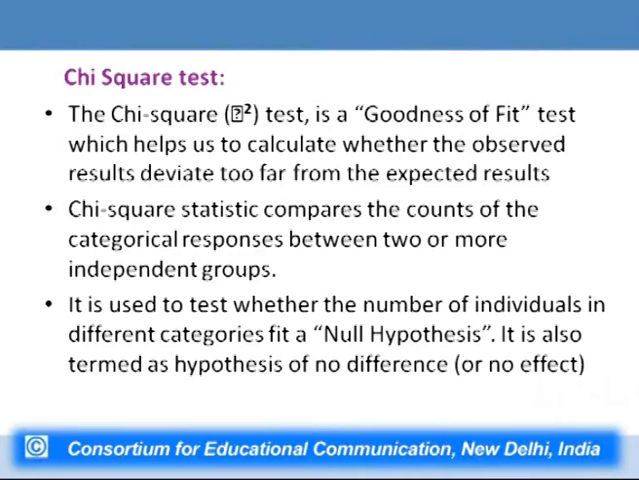Now, the chi-square test is a goodness of fit test which helps us to calculate whether the observed results deviate too far from the expected result. The chi-square statistic compares the counts of the categorical responses between two or more independent groups. It can be used in two different ways. The chi-square is basically used to test whether the number of individuals in different categories fit a null hypothesis, which is also termed the hypothesis of no difference or no effect. So, chi-square analysis is carried out to find out whether the experimental data fits the null hypothesis which is proposed before the experiment is done.